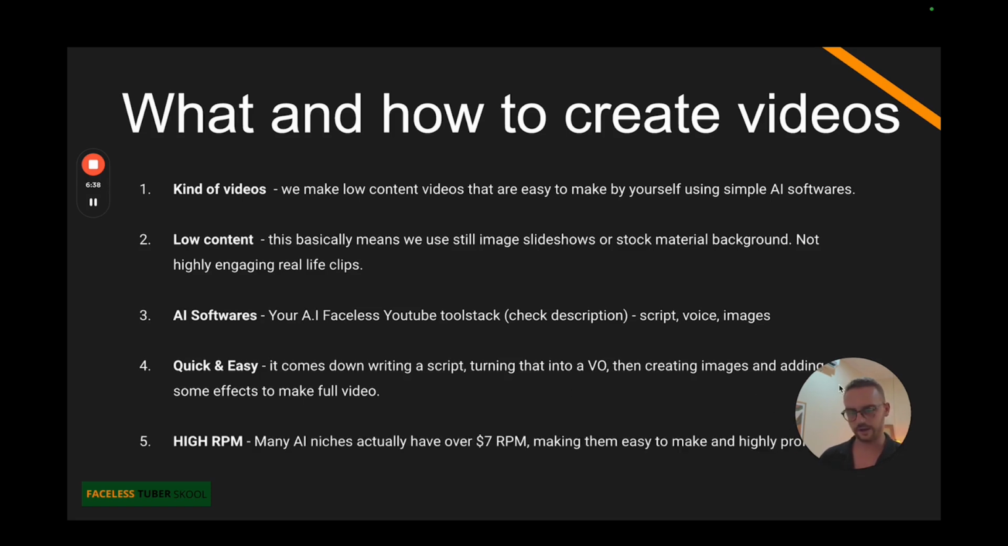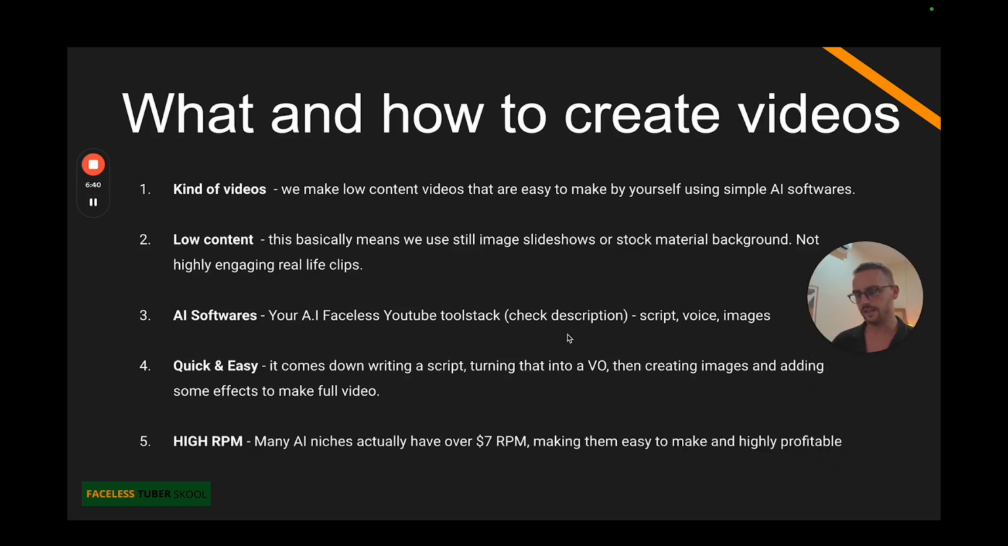Now, lastly, a high RPM. So many AI niches actually have a $7 RPM or higher, which makes it very easy to make them profitable. So to remind you, $7 RPM means that every 1,000 views on your channel earns you $7. So yeah, for some channels like sports channels or travel channels, it's only like $2, $3, or $4. So these AI spirituality, religious, feel-good channels often give you $7 or even more, like $10 per 1,000 views.